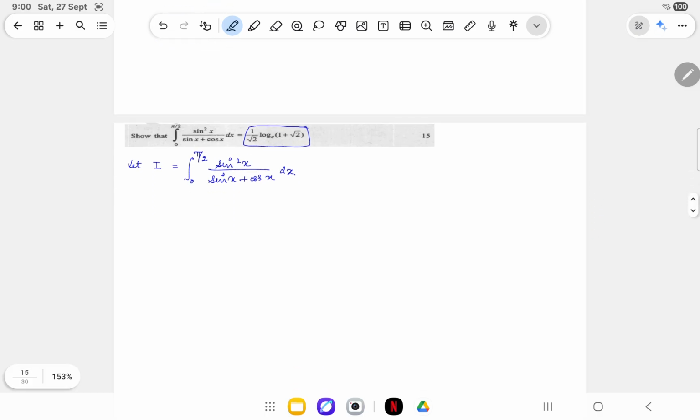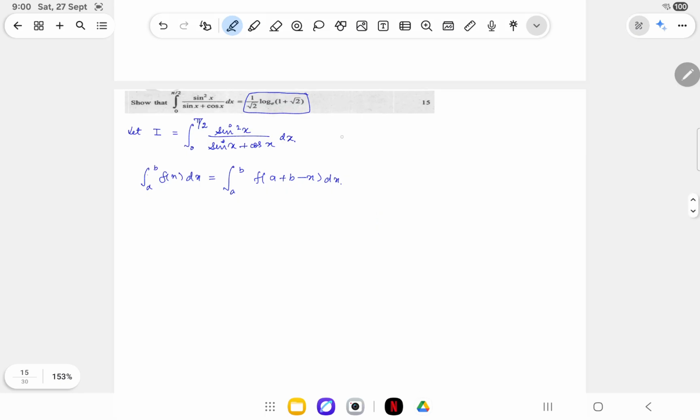So we know that for definite integrals there is a property that the integration from a to b of f(x) dx is the same as the integration from a to b of f(a + b − x) dx. So we'll be using this property here in I. Let's name it as 1.